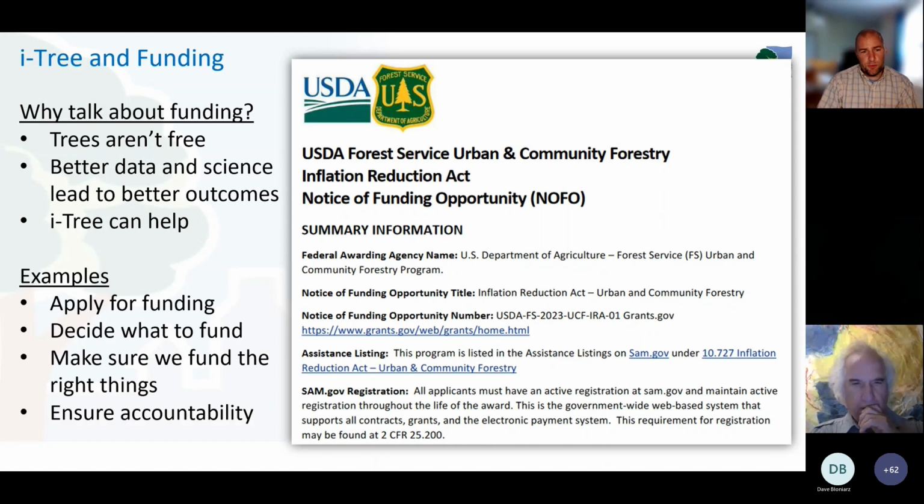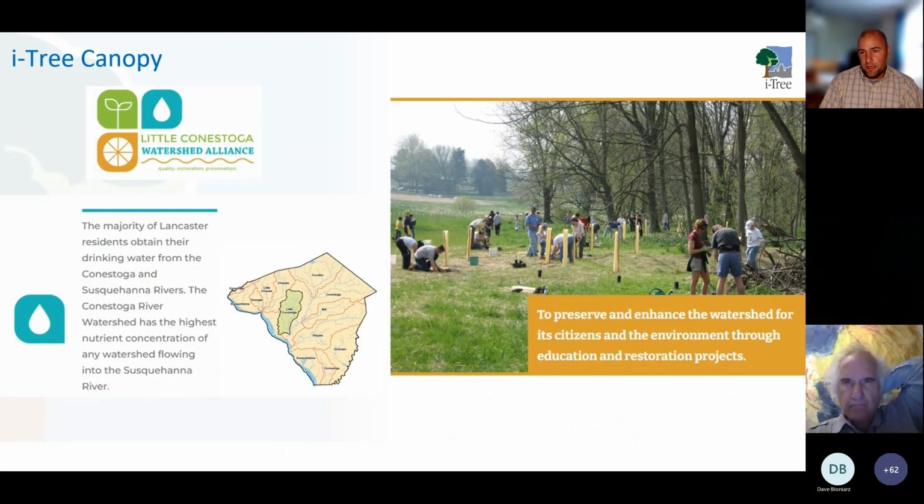So the way I'm going to approach this is we have a few examples. I'll go through the examples, and some of these tie in directly to how you might put information in your applications for funding. But they also tie into things like, how do we decide what to fund? How do we make sure that we're funding the right things? How do we make sure that money is going to the places where we really want it to work? And finally, how can we help ensure accountability? I think the iTree tools have a role to play in all those pieces. So I'll go through 4 different examples here, or 4 different tools, and talk about that.